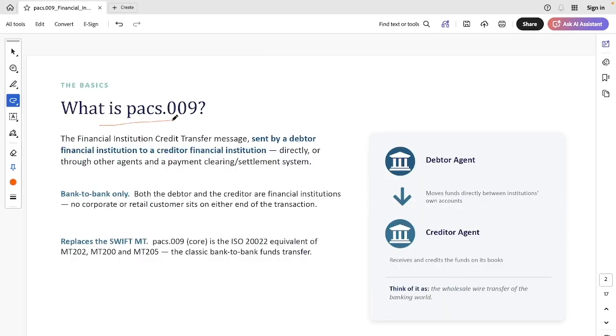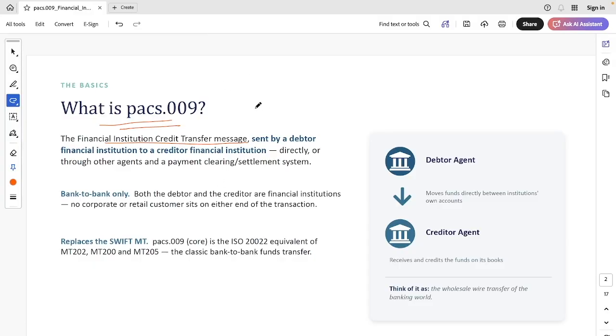So, what is pacs.009? We are answering the most basic but most important question. pacs.009 stands for Financial Institution Credit Transfer Message. So pacs.009 is an ISO 20022 message used when one financial institution wants to move funds or money to another financial institution. It's a bank-to-bank payment message. It is sent by the debtor financial institution to the creditor financial institution. The message may go directly from one bank to another, or it may pass through intermediaries, correspondent banks, or a clearing and settlement system.